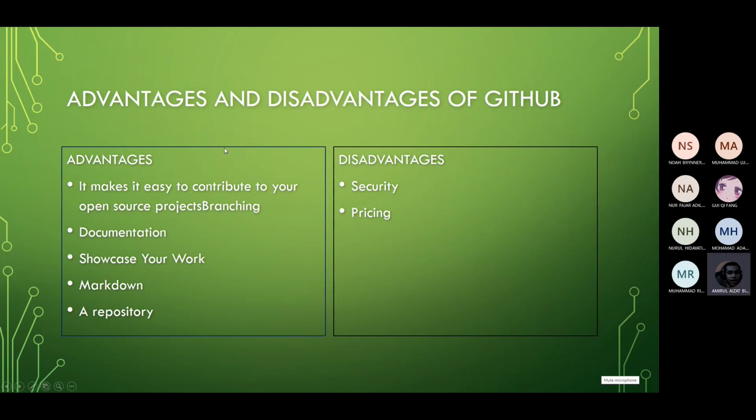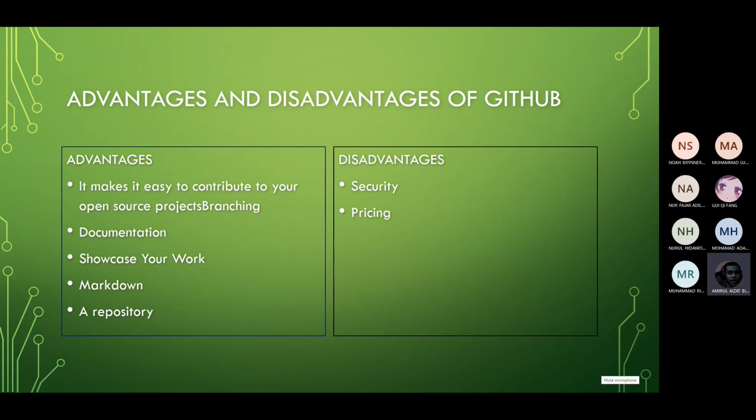Okay, we go to the disadvantages of GitHub. The disadvantage of GitHub is security. As you know, with GitHub security, we need to log in to GitHub, but there is a trick where someone can log in to your account. So security is one of the disadvantages of GitHub.